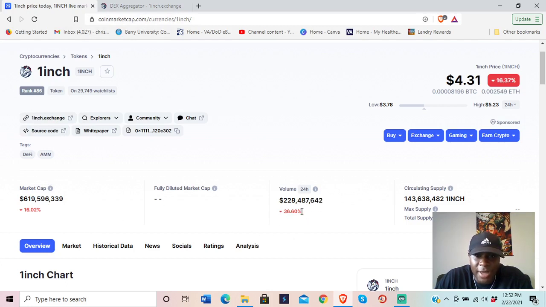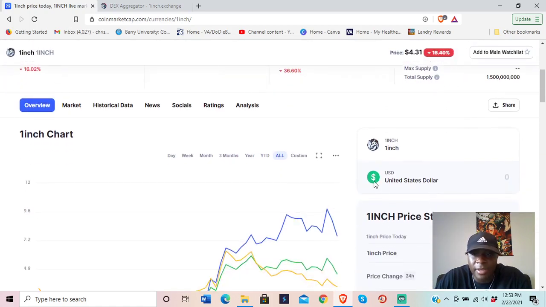But anyway, 24-hour volume, 229 million. Looks like the circulating supply is 143 million right now, and there's currently 1,500,000,000 in total supply. I'm noticing with a lot of these crypto exchanges or decentralized exchanges that they have a very low total supply. I don't know why they're doing that. Obviously, it helps with the price. The price can very well jump very high if it's used. So that's kind of a good thing. But, you know, it is what it is.